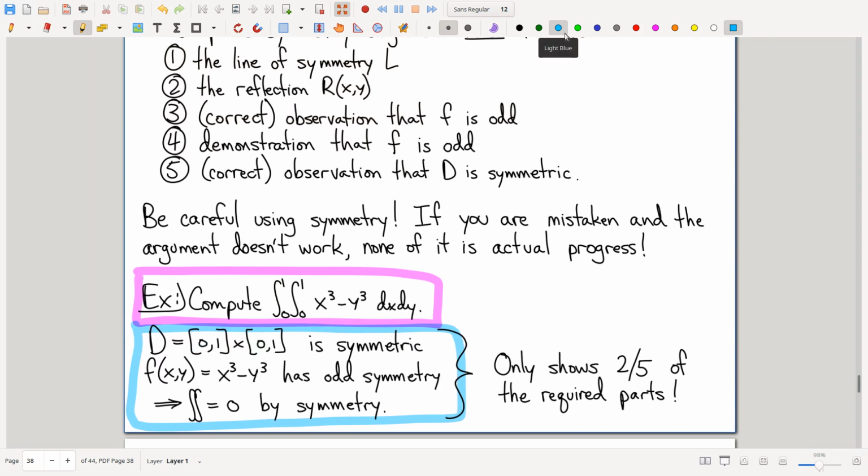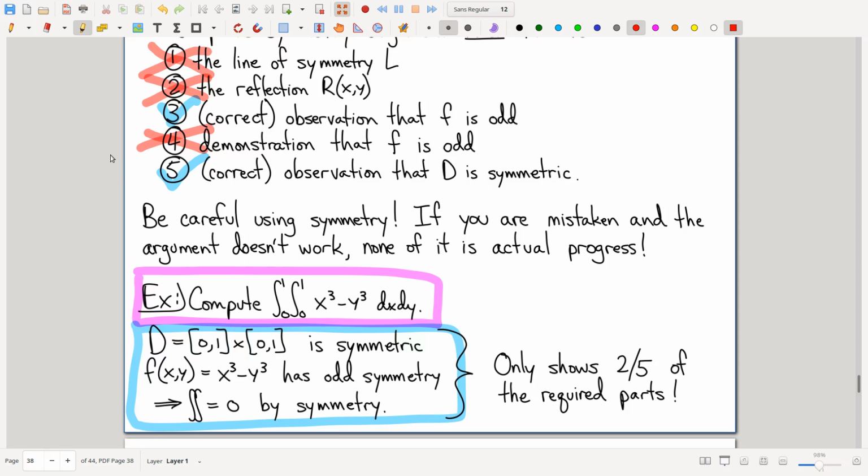This student has observed that the function is odd, and has observed that the domain is symmetric. This student never told me what line of symmetry they're using. This domain is symmetric over 4 different lines. You've got to tell me what line you're using. It's not a given. It's not clear. This student has also not indicated the formula for the reflection, and claimed but didn't demonstrate that the function is odd. So as an argument, this is quite lacking.